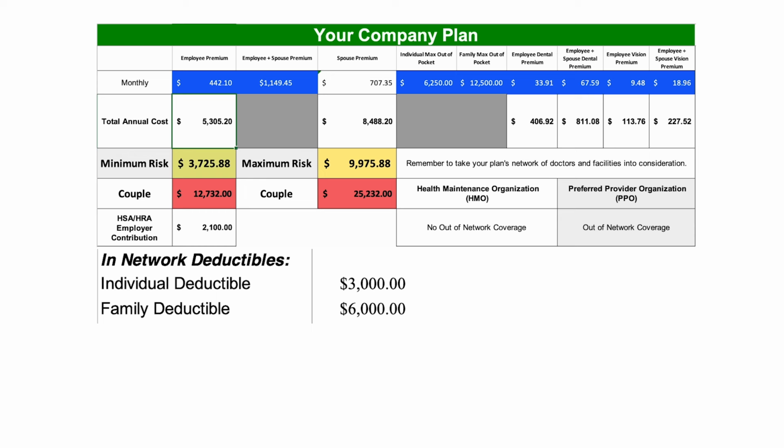There's a $3,000 individual deductible rather than around $6,200, and then a $6,000 family deductible lower than the $12,500 deductible in the other plan.